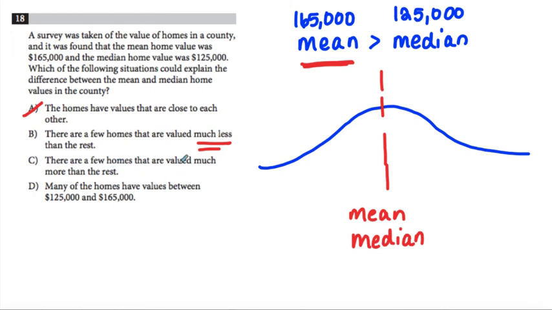There are a few homes that are valued much more than the rest. Yes, there's a few homes that are valued more, pulling the mean up. So C is the best answer in this case. And D, many of the homes have value between 125 and 165. That is actually going to give me a mean of something between that. So that doesn't even make sense in this case. So C would be the best answer. Hopefully that was helpful.